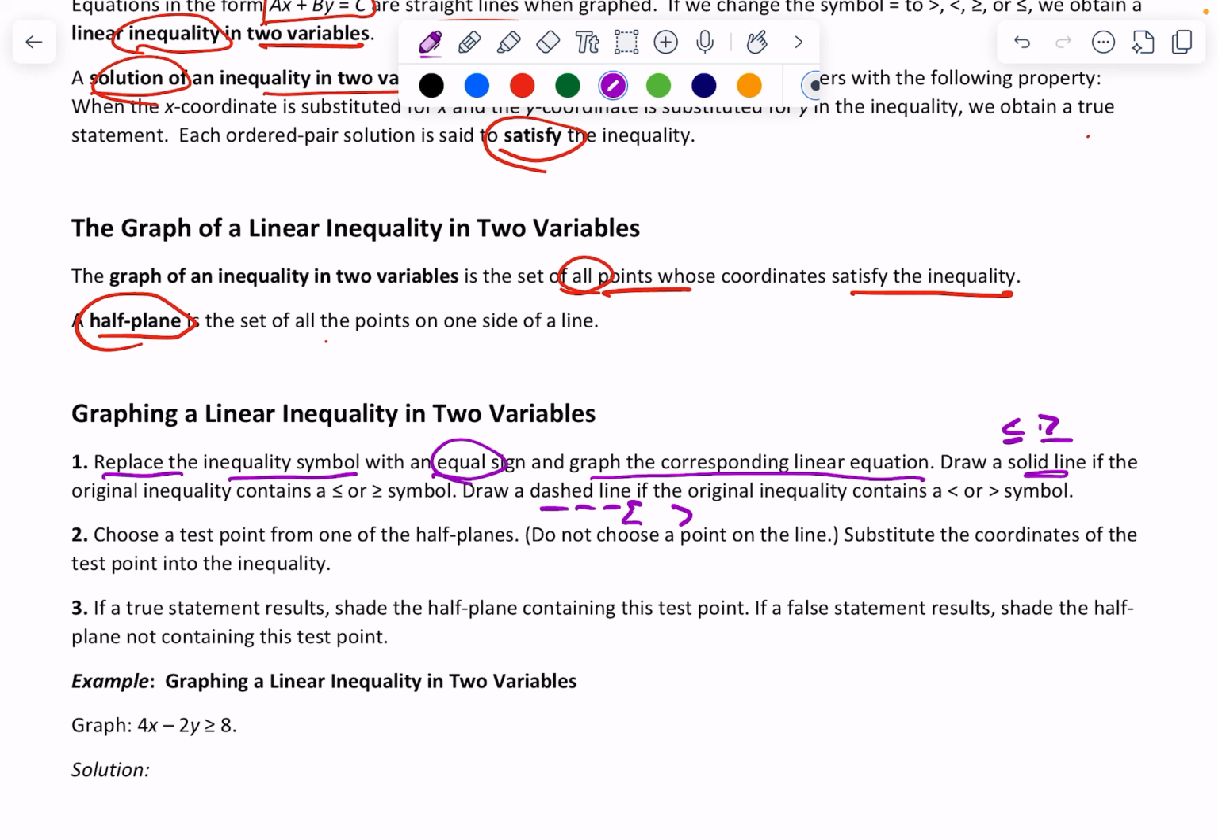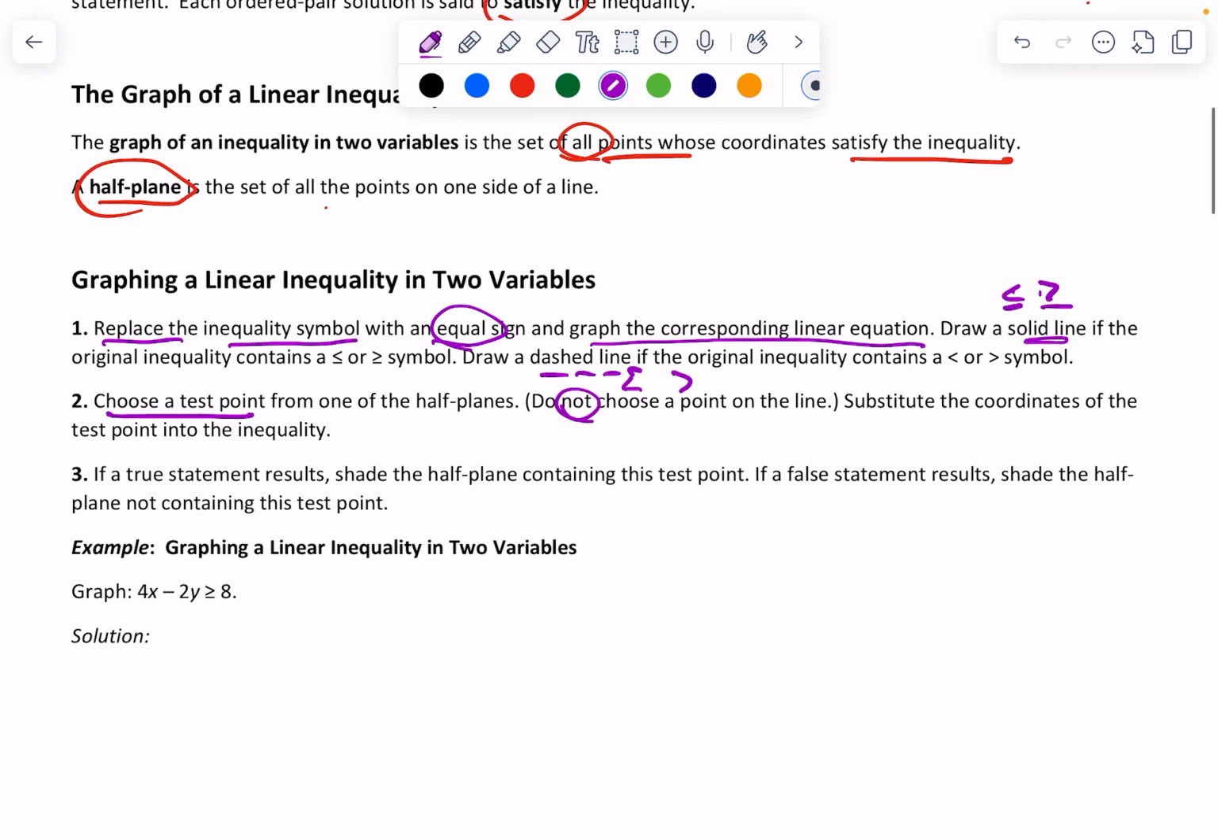Step number 2 is choose a test point from one of the half planes. Do not choose a point on the line. Substitute the coordinates of the test point into the inequality. Then step number 3, if a true statement results, shade the half plane containing this point. If a false statement results, shade the half plane not containing this test point.